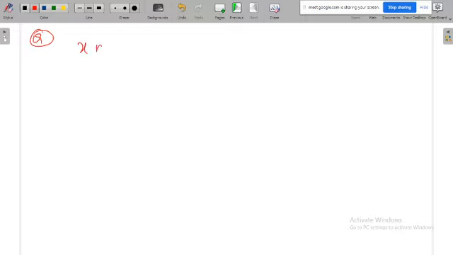X of n is equal to 3e power j 3 pi by 5 n plus 1 by 2. In the beginning itself, no need to take this problem.